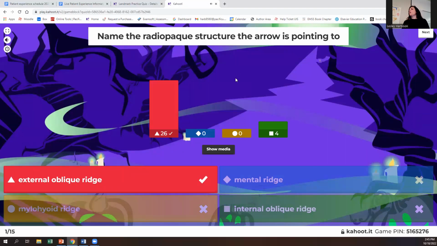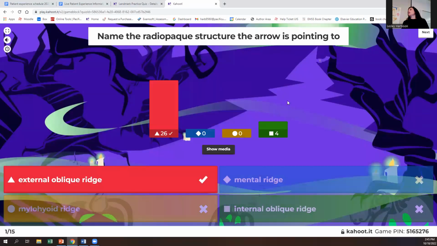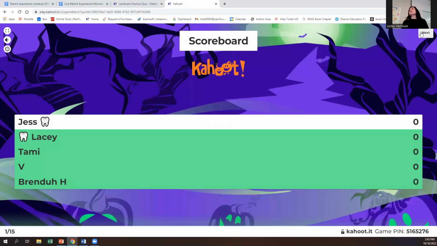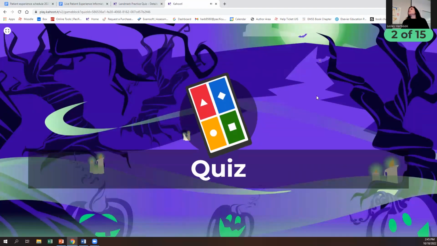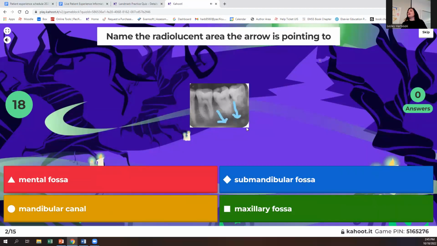Good, the external oblique ridge. Good job. So this is the external oblique ridge right through here. Okay, next. I'm going to speed through this part, because I'm afraid we're not going to have time. So number two, name the radiolucent area that the arrow is pointing to.